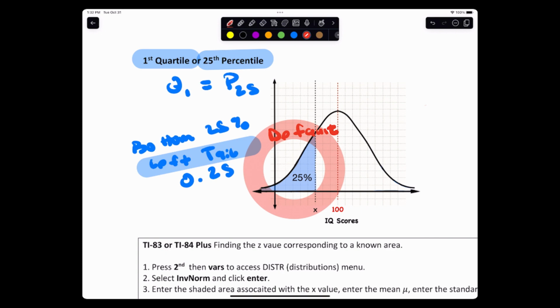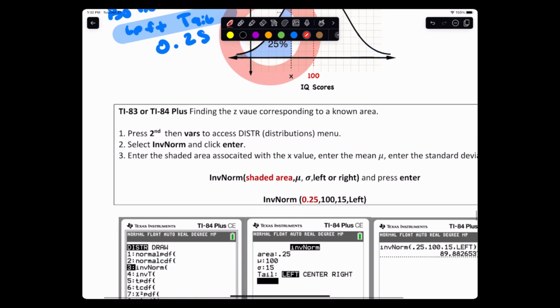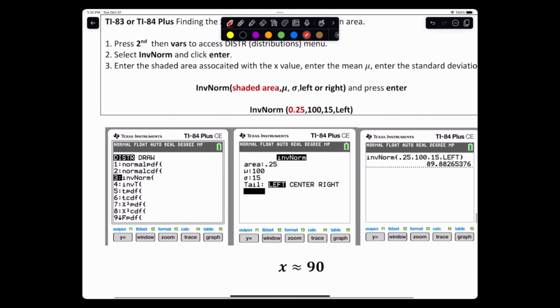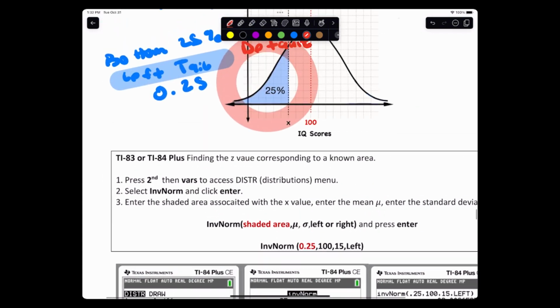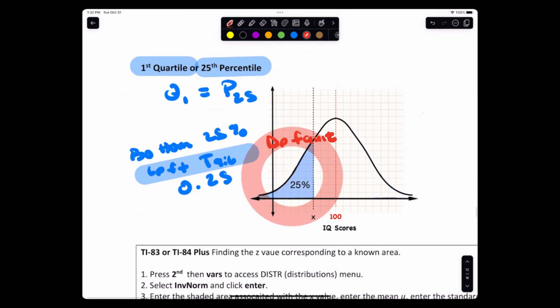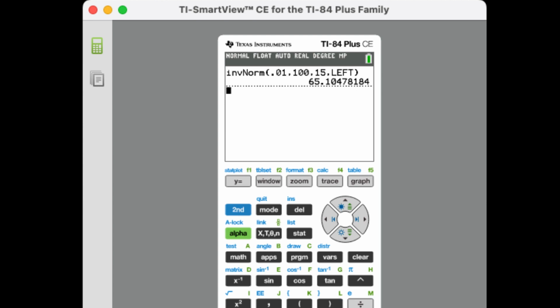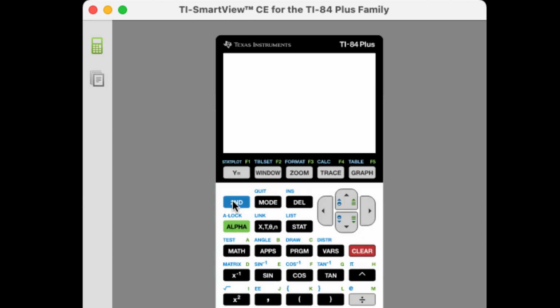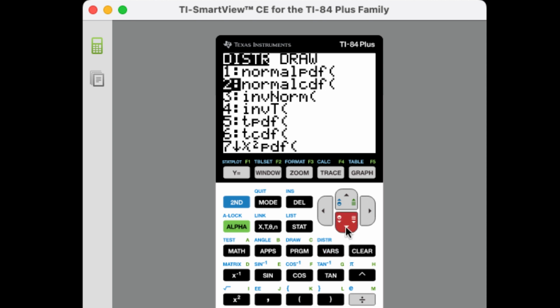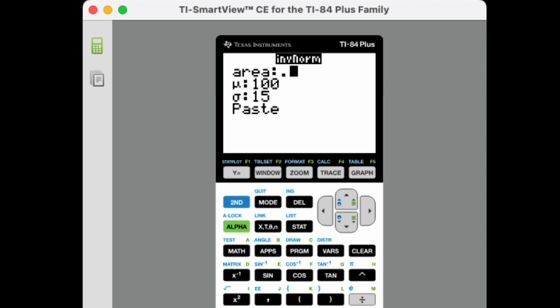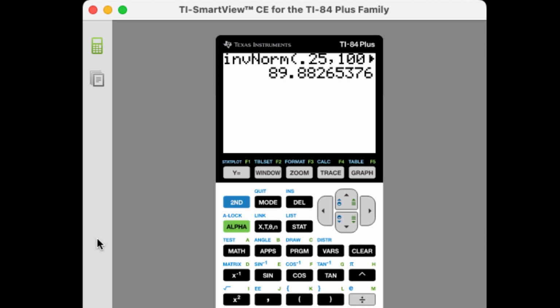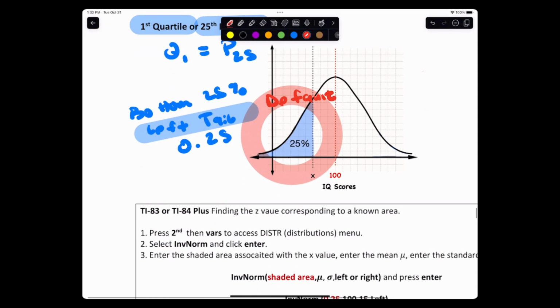So we're going to find the value that separates the first quartile from everybody else. It's going to be 90. There's your instructions as well. So let's try this out here. You should do it on that one first. All right. So we're going to clear that out. Second distribution, inverse norm, 0.25. Same mean, same standard deviation. Notice you get what? To the nearest whole number, isn't that going to be 90? So this is 90.